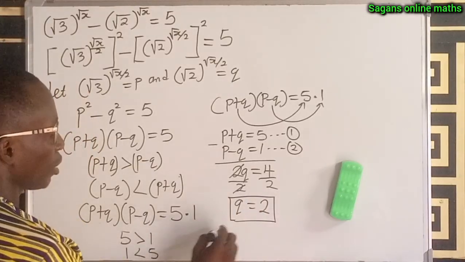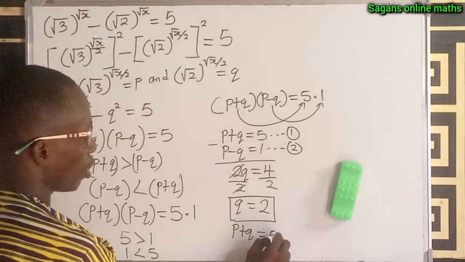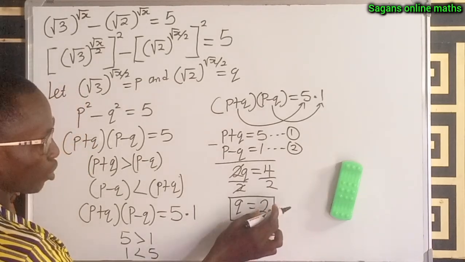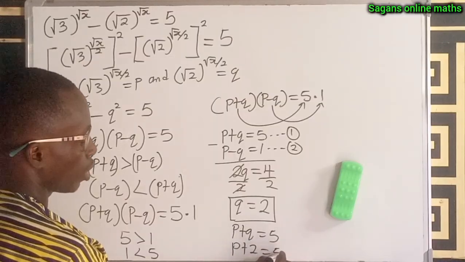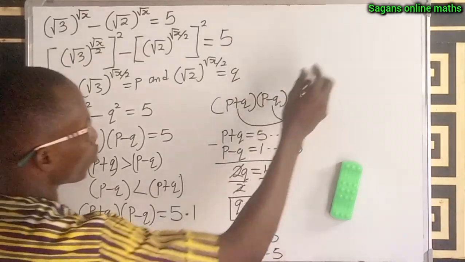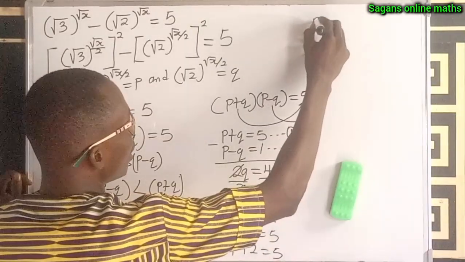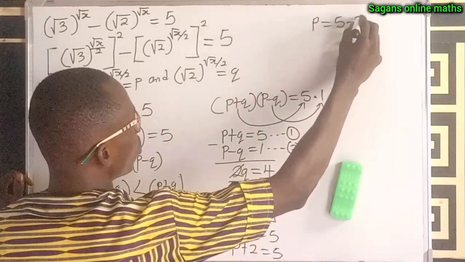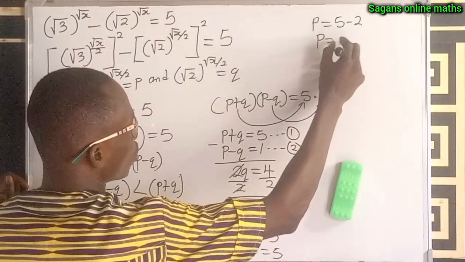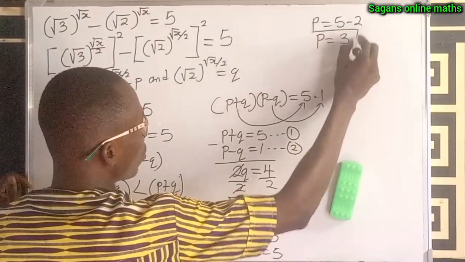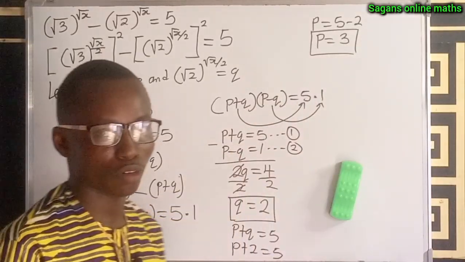Now let's find our p. We know from equation 1 that p plus q is equal to 5. So if we substitute the value of q in place of here, this is p plus 2 equals 5. Let's subtract 2 from both sides, that is p equals 5 minus 2. And 5 minus 2 is 3. It means our p is equal to 3. This is the value of p. Now we have gotten the value of p, and also the value of q.